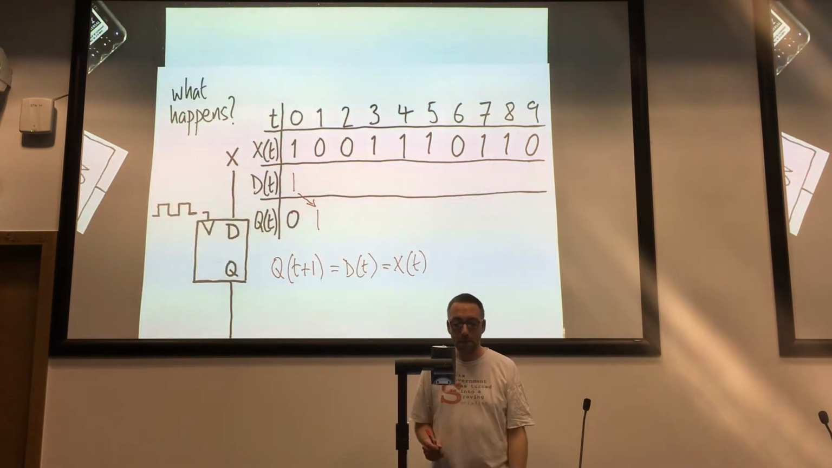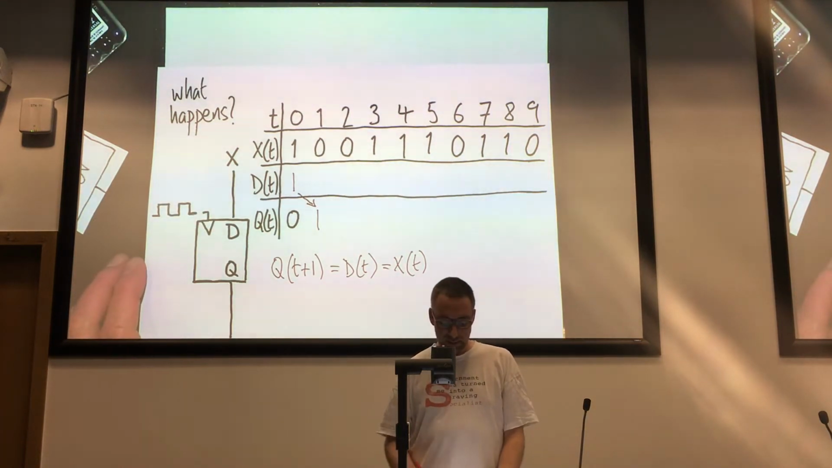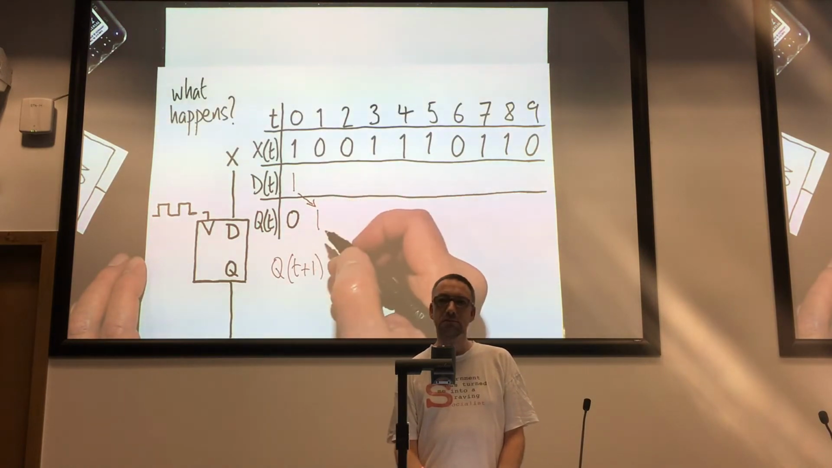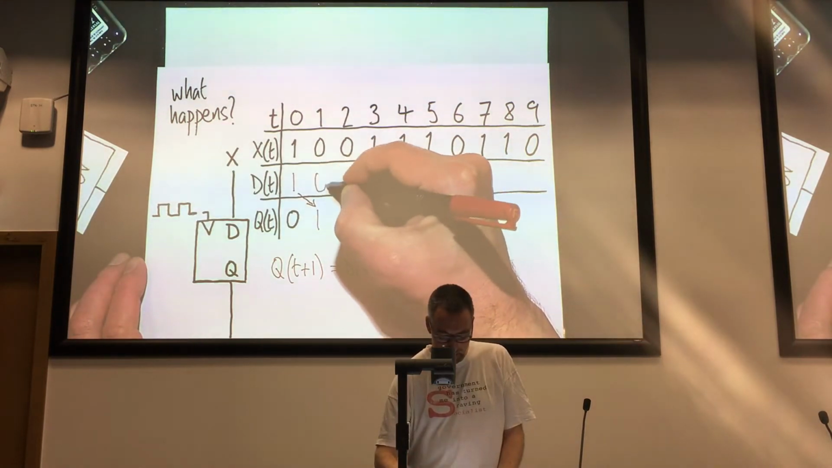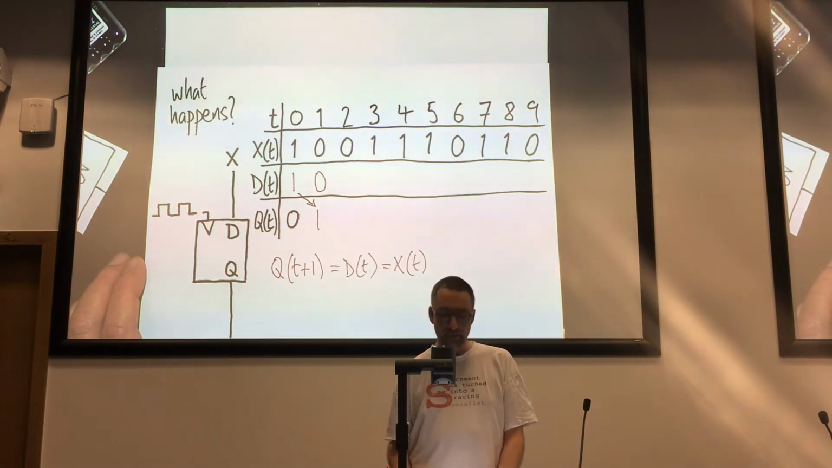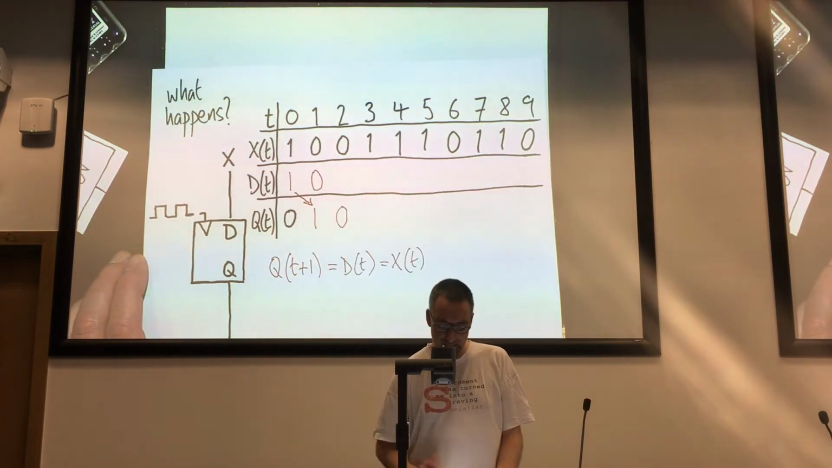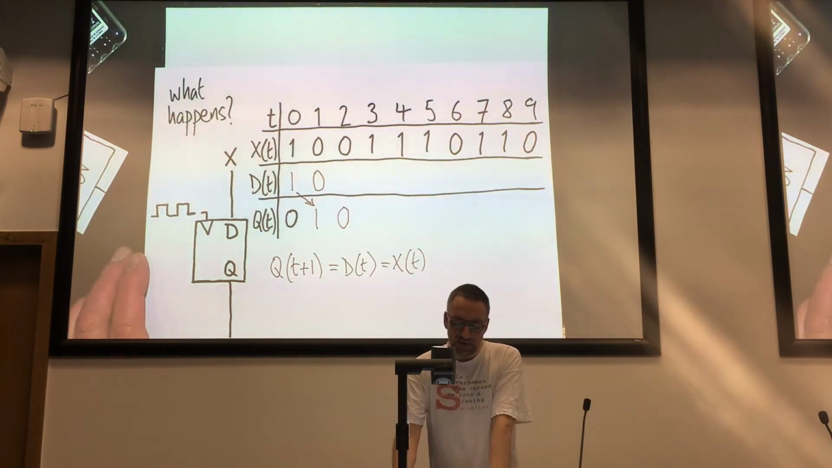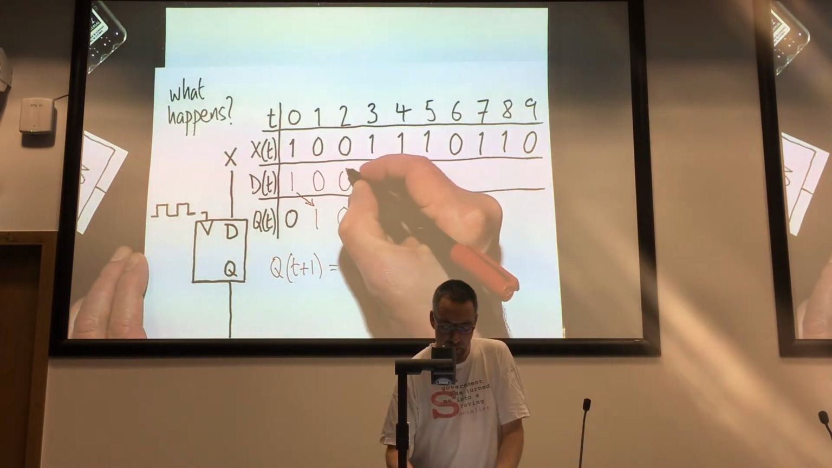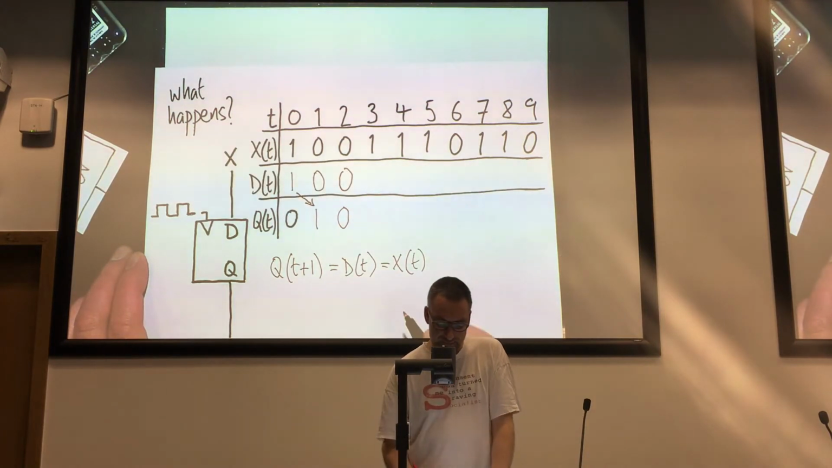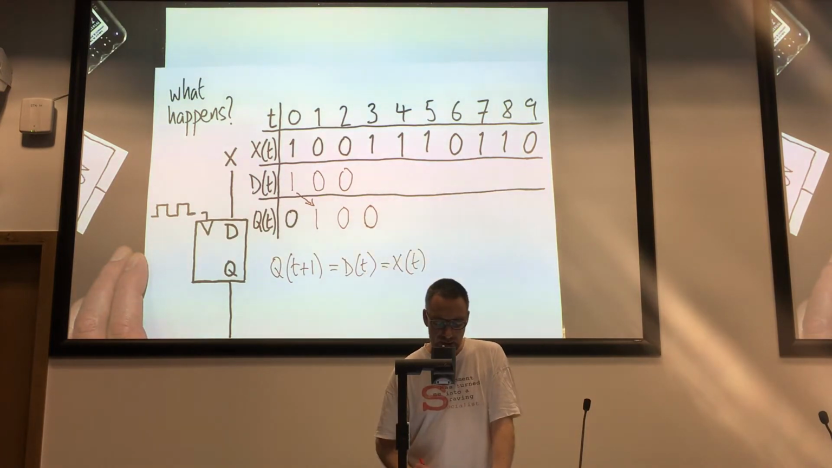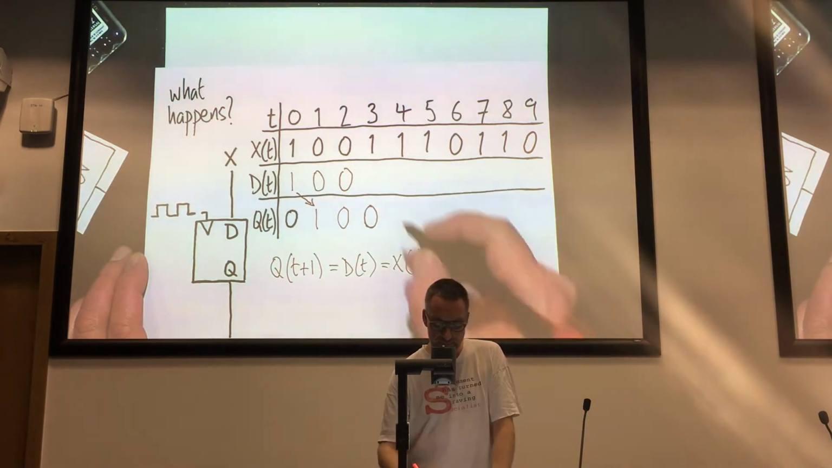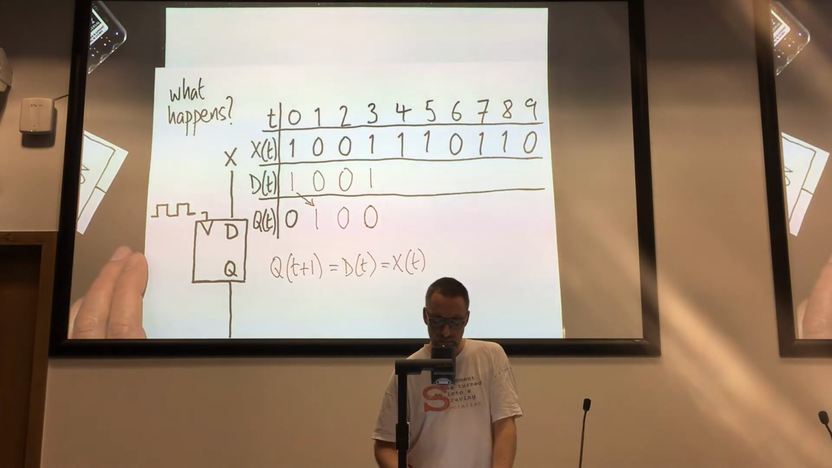Okay, moving along. At time 1, what happens? What's D of 1? 0. So what's Q of 2? 0. Alright, what's D of 2? 0. What's Q of 3? I heard 0 and 0 is right. What's D of 3? 1. What's Q of 4? 1.